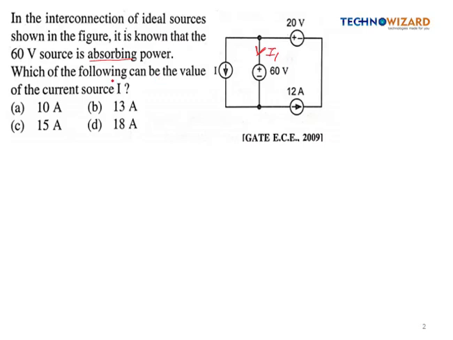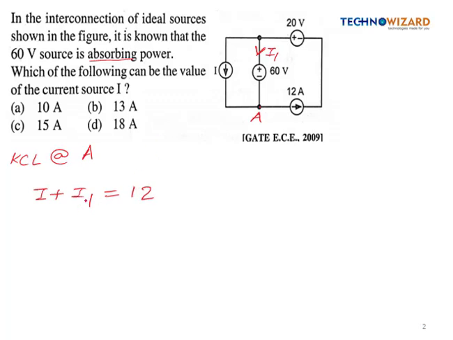So we have to find out the value of the current source. So let's apply the KCL at this node. If we apply the KCL at node A, KCL states that the sum of incoming current is equal to the sum of outgoing current. So at the node A, incoming current is I plus I1. It means the current I plus current I1 must equal the outgoing current, which is 12 ampere.